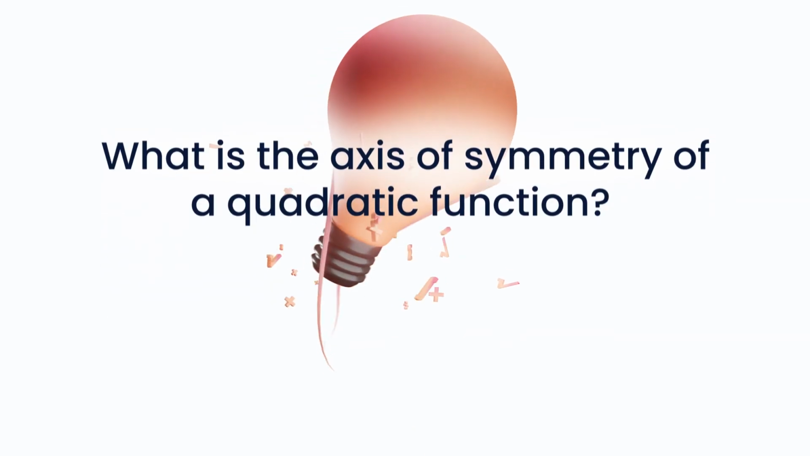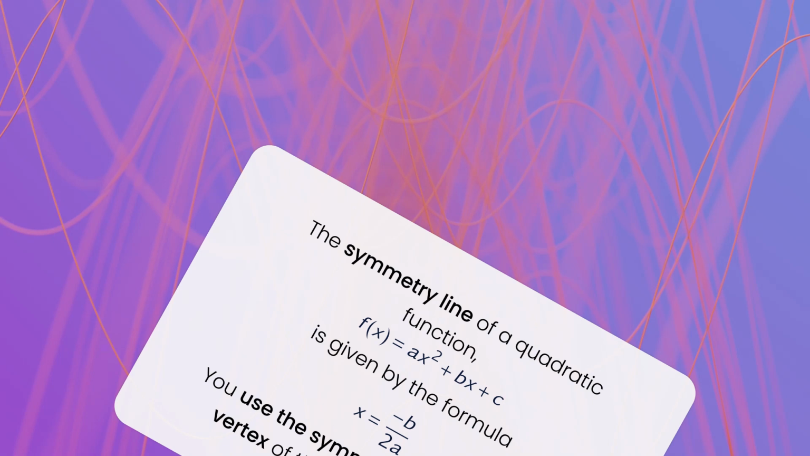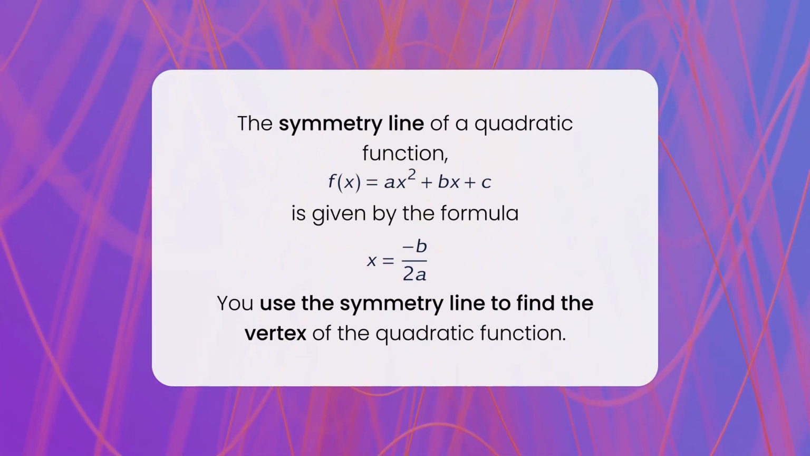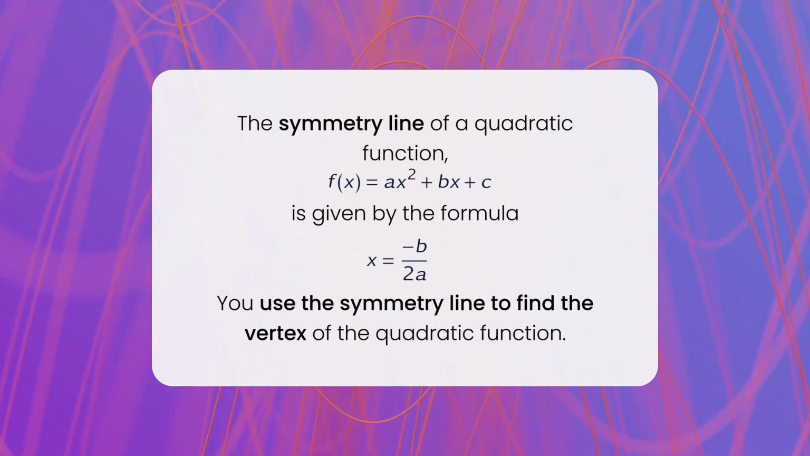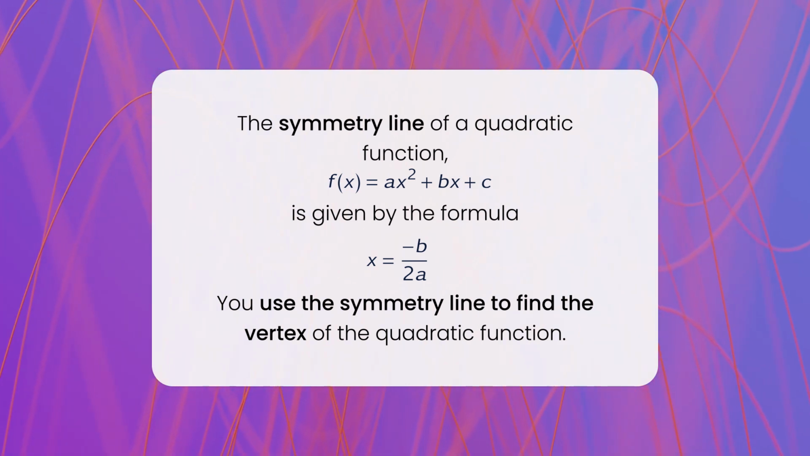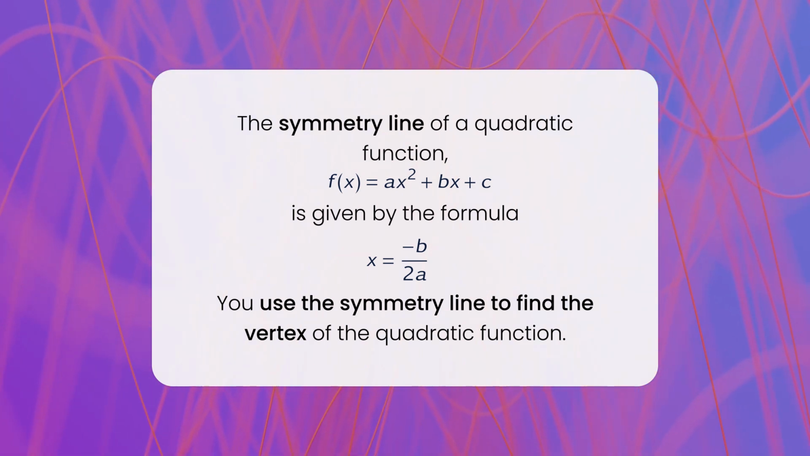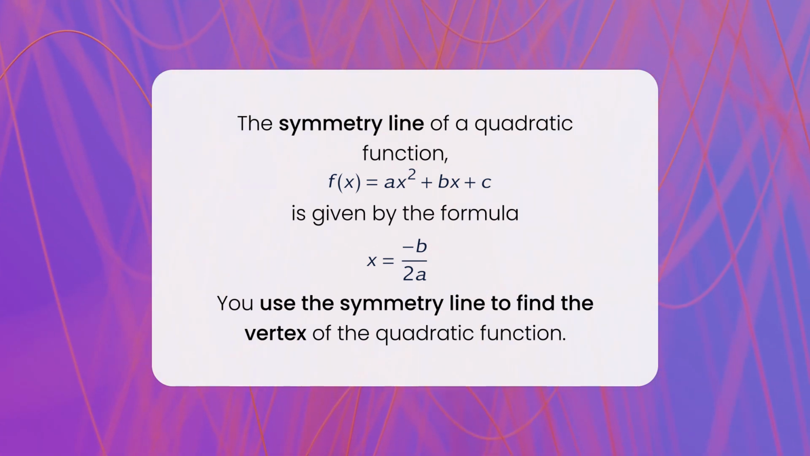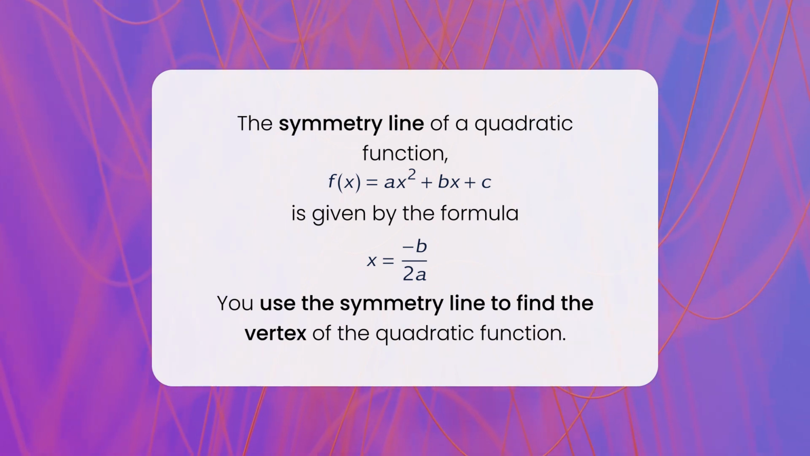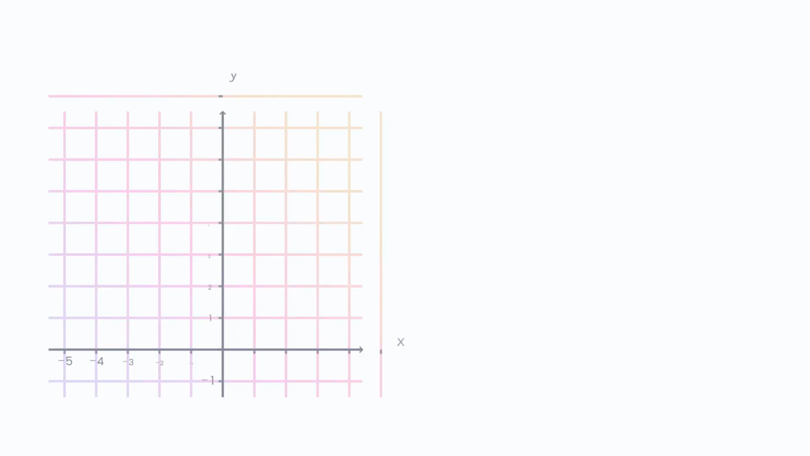What is the axis of symmetry of a quadratic function? The symmetry line of a quadratic function, f of x equals ax squared plus bx plus c, is given by the formula x equals minus b over 2a. You can use the symmetry line to find the vertex of the quadratic function. Let's look at an example.